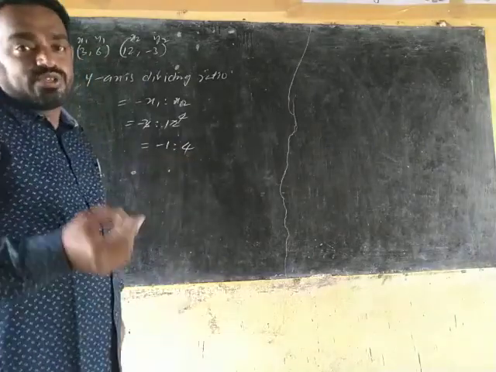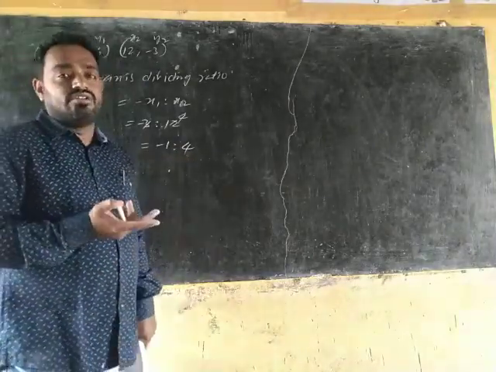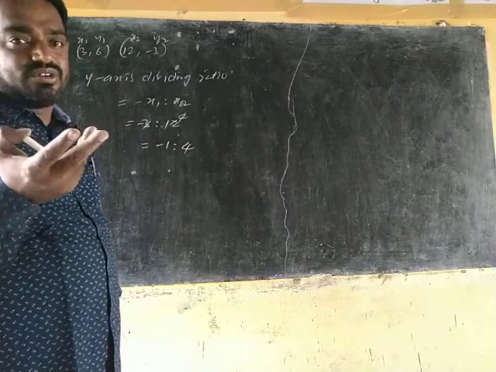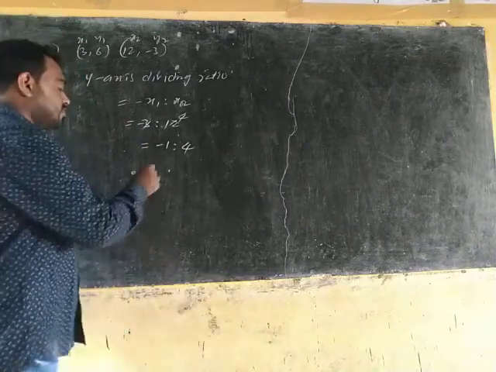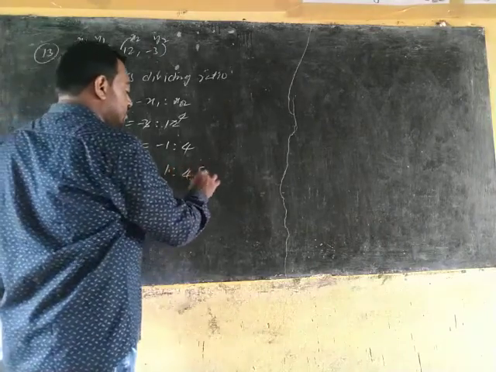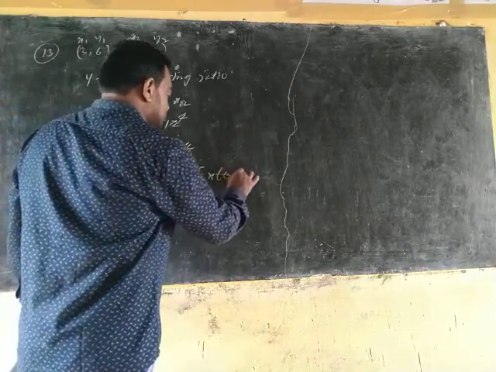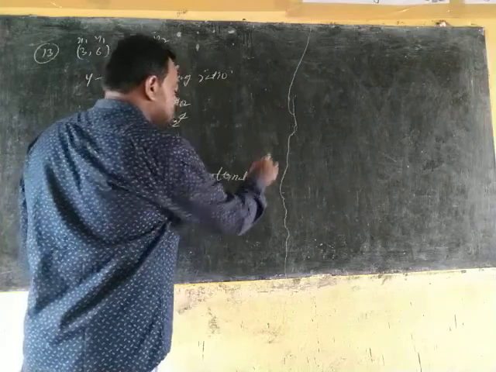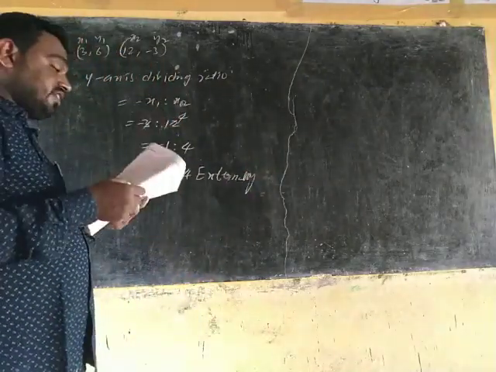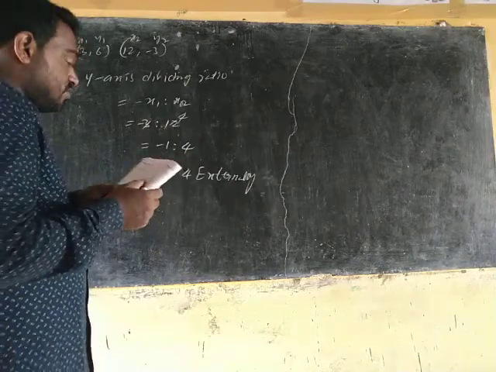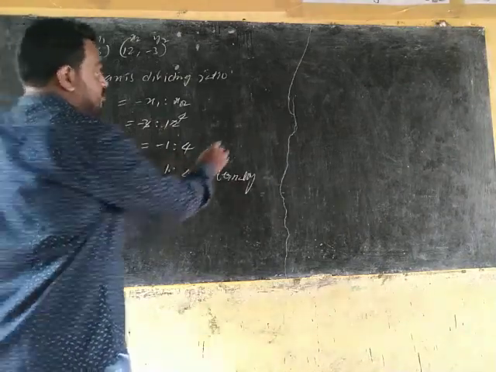Is minus 1 by 4 positive or negative? It is negative, so the ratio is negative. Is the dividing point internal or external? Externally. So 1 is to 4 externally is the right answer. If it were positive, it would be internal. Since it is negative, 1 is to 4 externally is the right answer. So option 3 is right for this question.